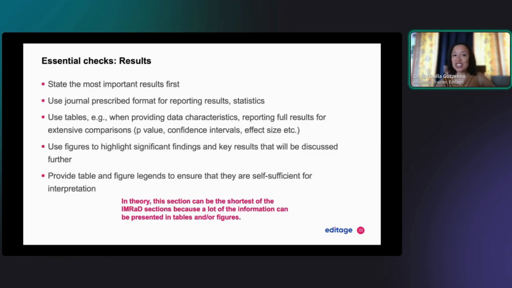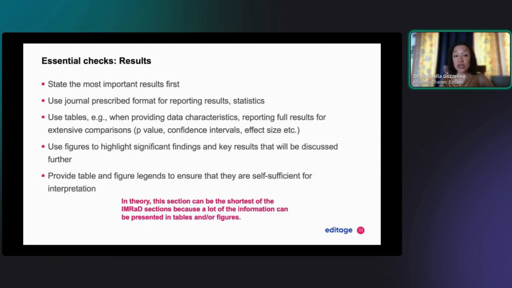As an essential check, state the most important results first, and then try to build up the story according to that and to explain that. Use the journal prescribed format for reporting results and statistics. Use tables when providing data characteristics, and reporting full results for extensive comparison, like p-value or confidence intervals or effect size, etc.